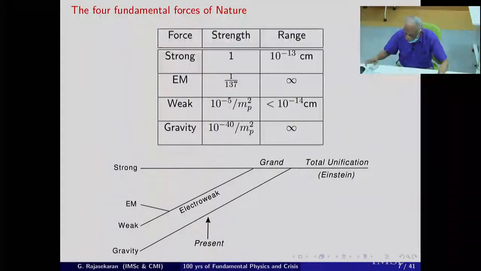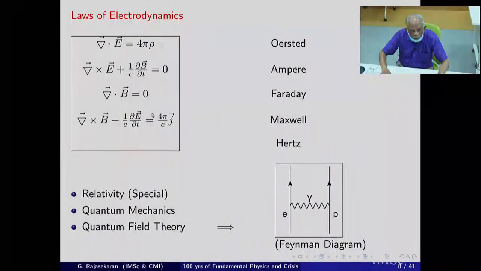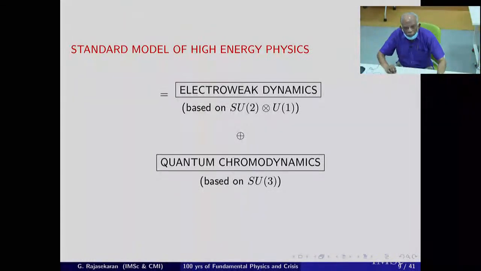Okay, let's go further. I think now we have all the elements to move to the standard model. Standard model of high energy physics has two parts. One, electroweak dynamics, which is unified dynamics of electromagnetic and weak interactions, as I already said. And then quantum chromodynamics, which is a new name for strong interactions. These are based on these Lie groups, but I will not say much about Lie groups in today's talk. We may say a little bit about SU2, SU3 during the subsequent talks.